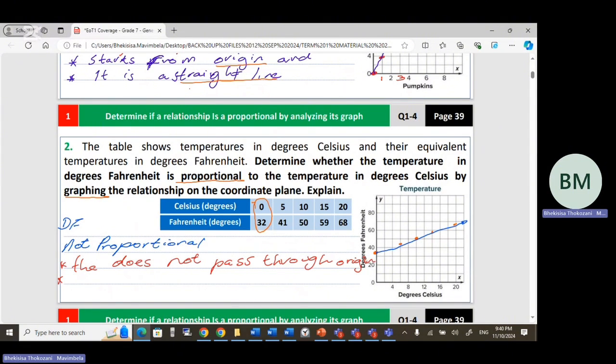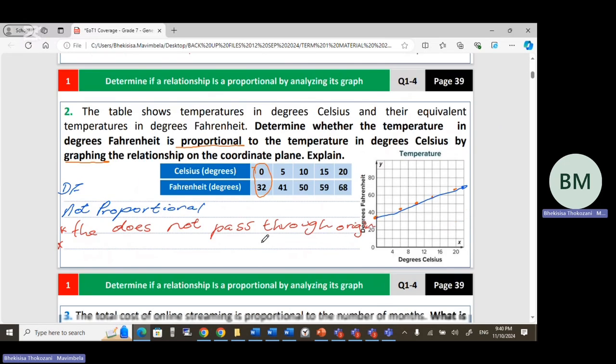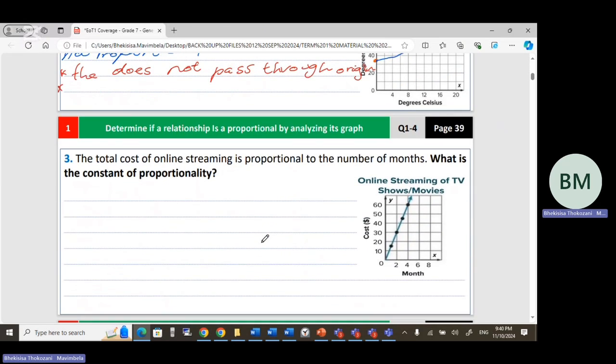Okay, and we have another question here which is different from what we've just done, so we have to do this as well. The total cost of the online streaming is proportional to the number of months. Here they are telling us that this is proportional. So they're not asking us if it's proportional or not. They want to know what is the constant of proportionality. In other words, what is the unit rate? What is the constant of proportionality, which is K, of course.